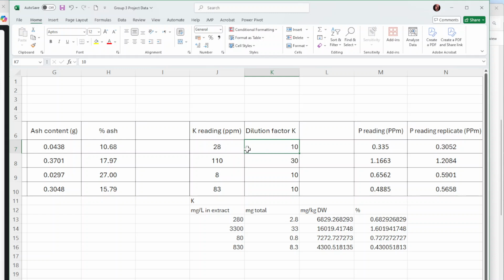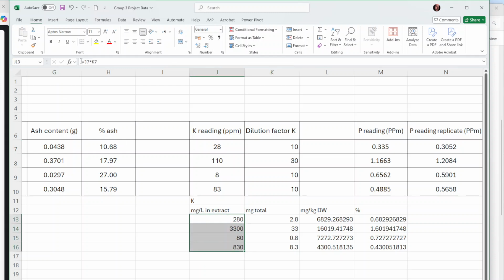There is 1 ml in 9, meaning a 1 to 10 dilution on the first treatment. The second one is 1 ml in 29 ml, so 1 to 30. The third is 1 in 9 also, and the fourth is 1 in 9 also. So 1 to 10, 1 to 10, 1 to 30, 1 to 10, and so on. Maybe for your group this will be 1 to 100, depending on whether you diluted more or just kept 1 to 10.